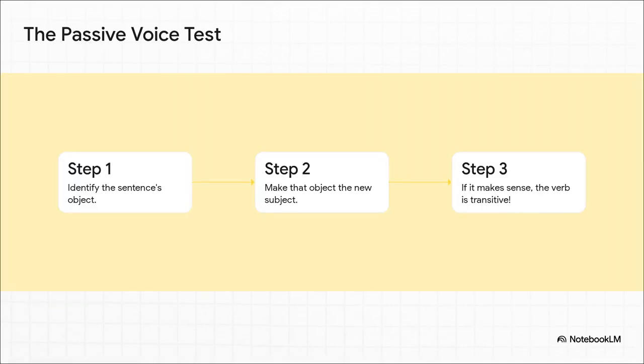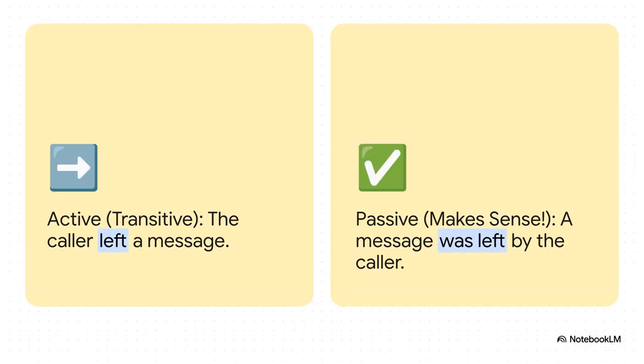So here's how you do it. Just three easy steps. First, find the object in your sentence. Second, try to flip the sentence around and make that object the new subject. And third, if the new sentence actually makes sense, congratulations, you've got a transitive verb. Let's give it a shot. All right, check out this active sentence. The caller left a message. The direct object here is a message, right? Okay, now let's make that the new subject. A message was left by the caller. Hey, that works perfectly. It makes complete sense. So that's our proof. Left is being used as a transitive verb in this case.